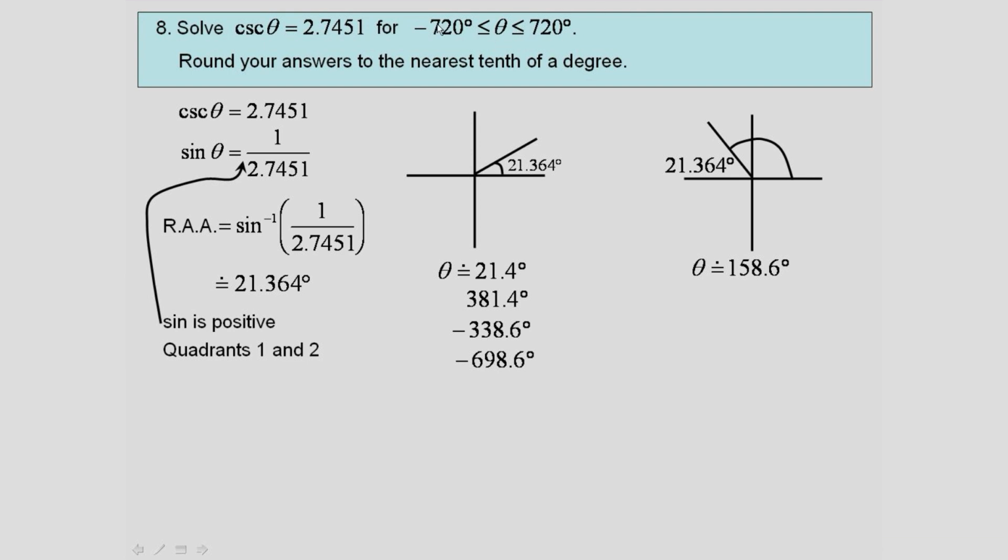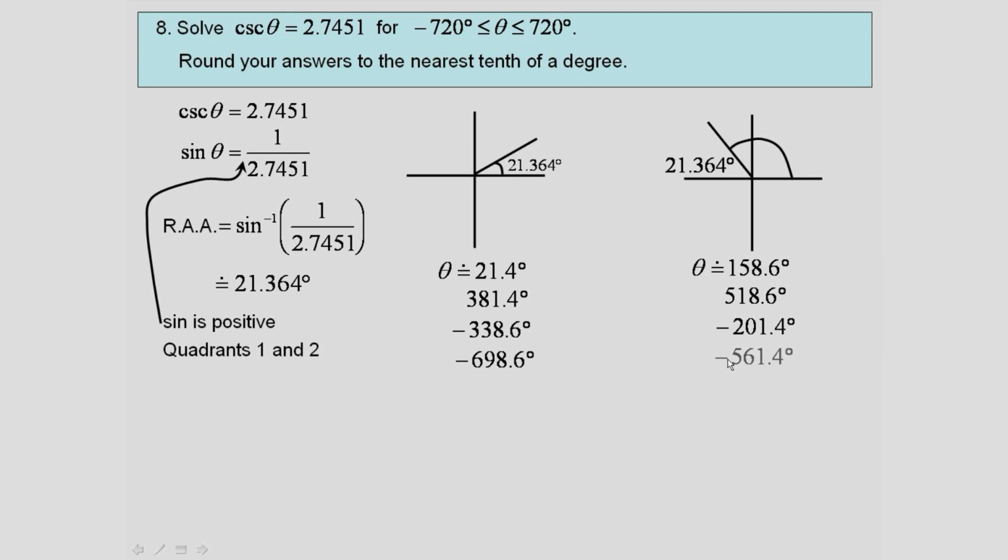But don't forget, we can go anywhere from negative 720 up to 720. So let's add 360 to this, get another possible answer. Can we add another 360 to this? No way. It's going to put us past 720. But we could go back and start subtracting 360s. Okay, so if we're here and we subtract 360, that'll give us negative 201.4, another possible answer.